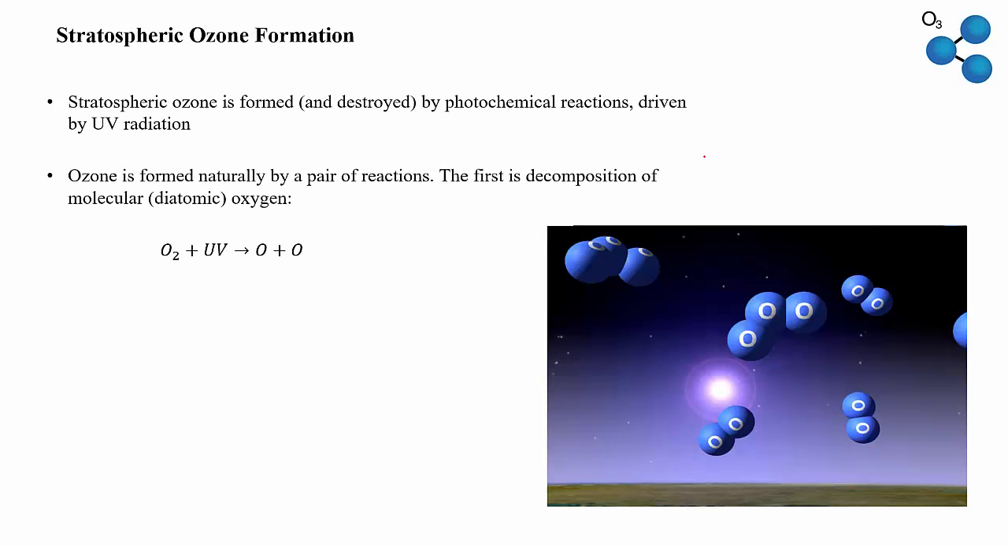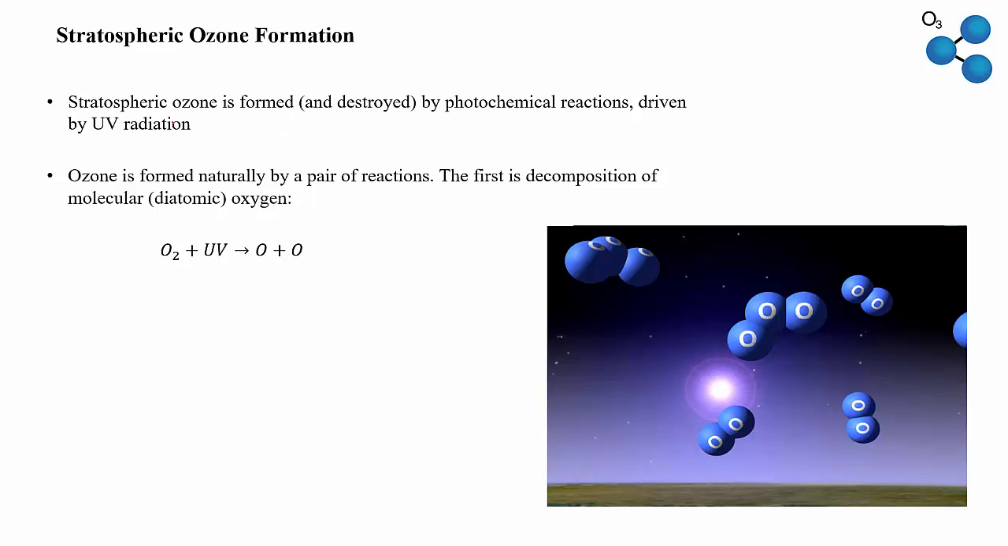Next, I'm going to talk about some of the physical science and chemistry needed to understand stratospheric ozone depletion. Ozone is formed and destroyed in the stratosphere by what are called photochemical reactions, also called photolysis. Remember that UV light has more energy than visible light. It has a shorter wavelength. It has enough energy to break chemical bonds. Stratospheric ozone is formed by a pair of reactions that I'm going to talk about.